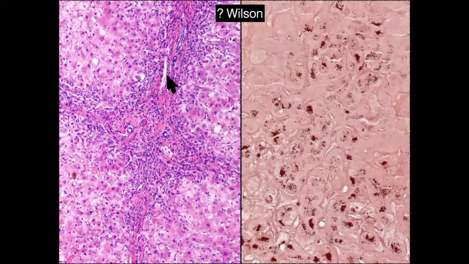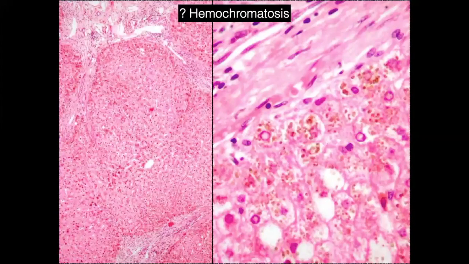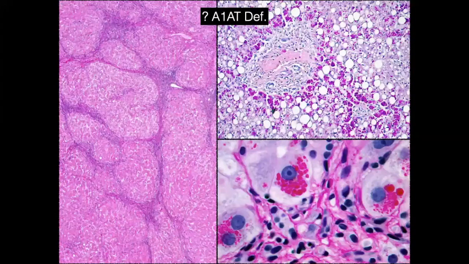Again, there is some hepatitis, some fibrosis, some spillover. Think of metabolic, autoimmune, viral. And here the copper-associated protein is deposited in the special stain. So it is Wilson's disease. Get the clinical history. In this cirrhosis, you see golden brown pigment. So think of hemochromatosis.